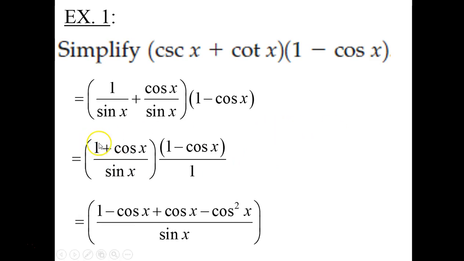When I distribute 1 plus cosine times 1 minus cosine, I get 1 minus cosine plus cosine minus cosine squared, and then all over sine squared. Your plus cosine and your minus cosine cancel, because on top you're looking at a difference of squares, giving you 1 minus cosine squared over sine squared.